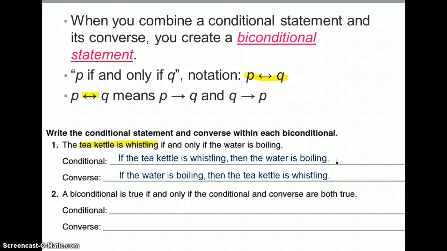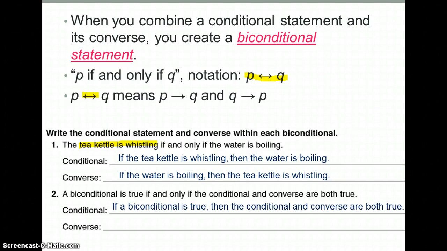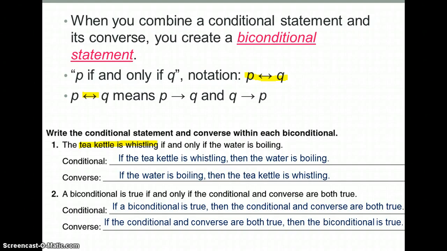For number two, a biconditional is true if and only if the conditional and converse are both true. So for the conditional, we're going to write the if-then statement. So, if a biconditional is true, then the conditional and converse are both true. From here, if we take the converse, we will just switch the order. So, if the conditional and converse are both true, then the biconditional is true. So again, so far just working from the biconditional statements and splitting up each conditional and converse.